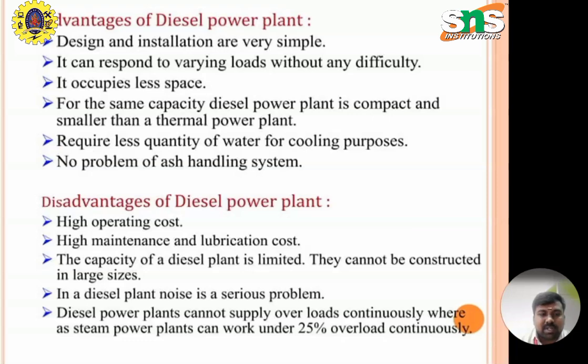Disadvantages of diesel power plants are high operating cost and high maintenance and lubrication cost. The capacity of a diesel power plant is limited. They cannot be constructed in large sizes. In a diesel power plant, noise is a serious problem because of the operation. Diesel power plants cannot supply overloads continuously, whereas steam power plants can work under 25% overload continuously.